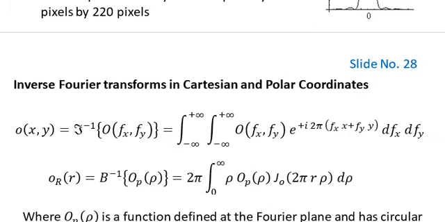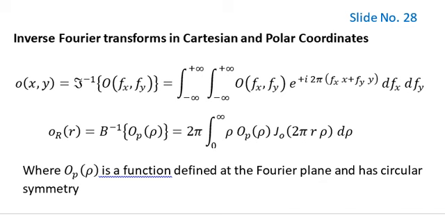Okay, now the question is, how can we calculate the inverse Fourier transform? We are now going to give the inverse Fourier transform expression for the first time, for the Cartesian coordinate systems and also for the polar coordinate systems which have circular symmetry. So look at this first line. Now we have small object o on the left hand side as a function of variables x and y, and we have this inverse Fourier operator, which is tau to the power -1, operating on capital O with Fourier variables fx and fy.